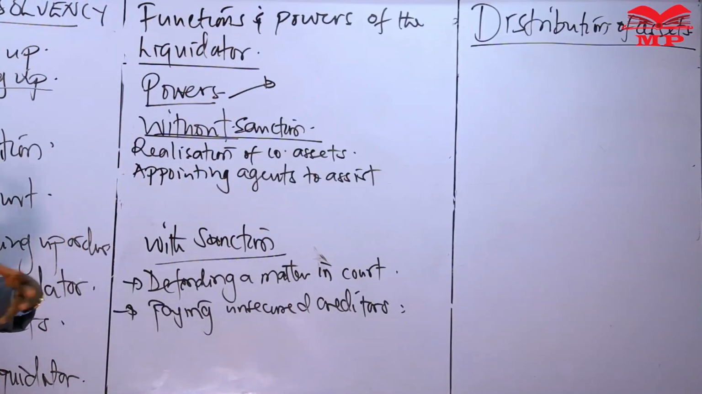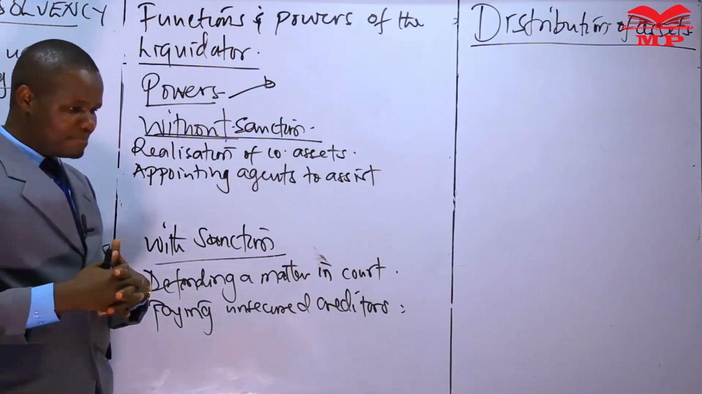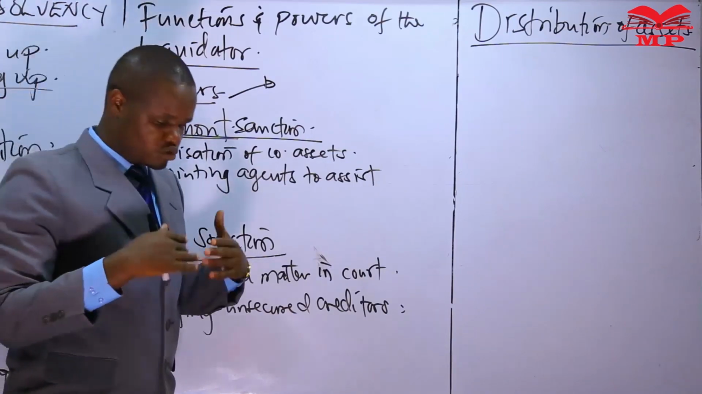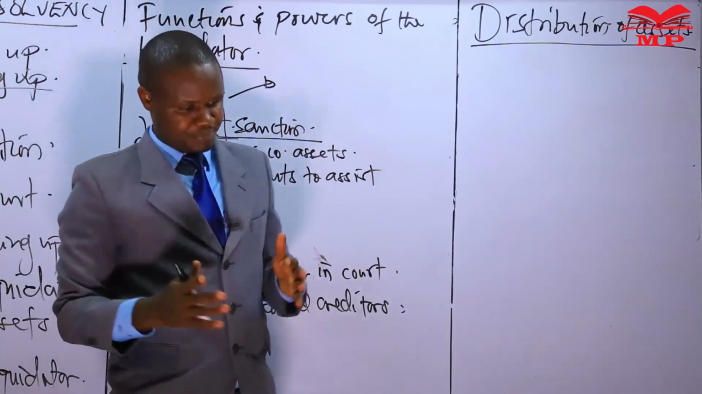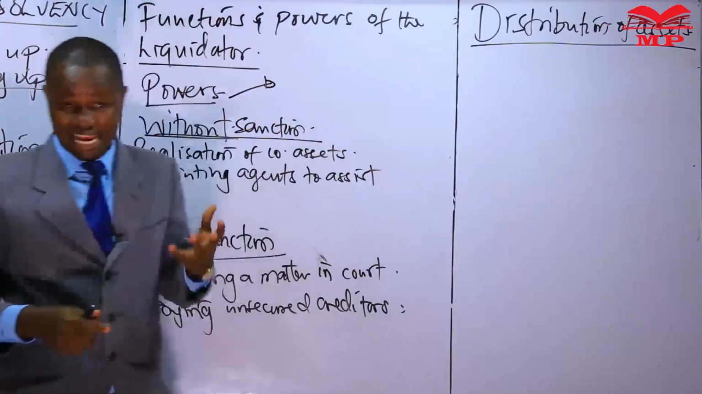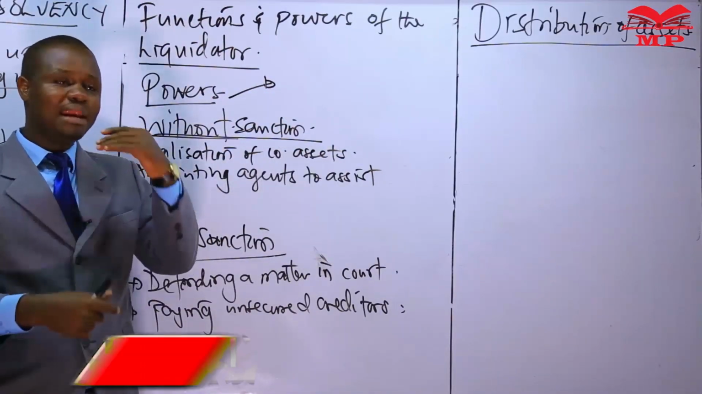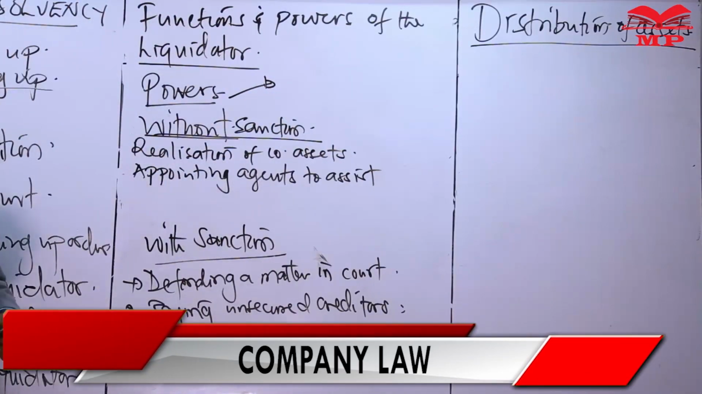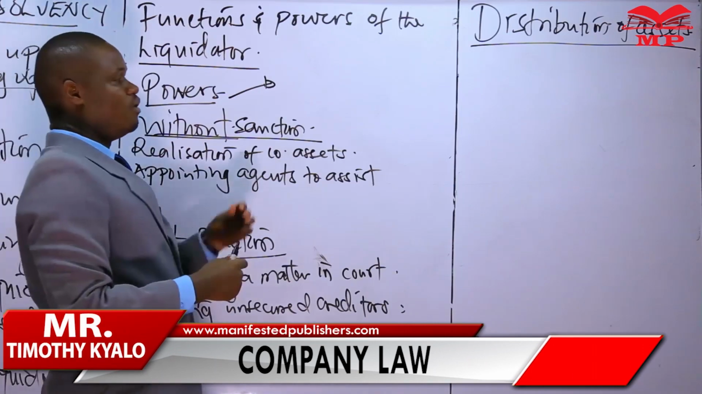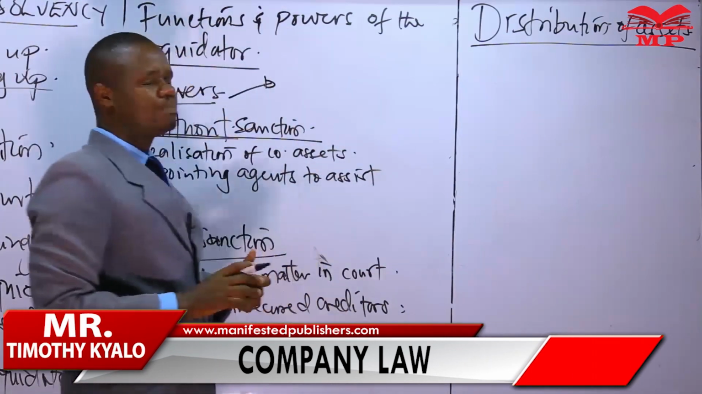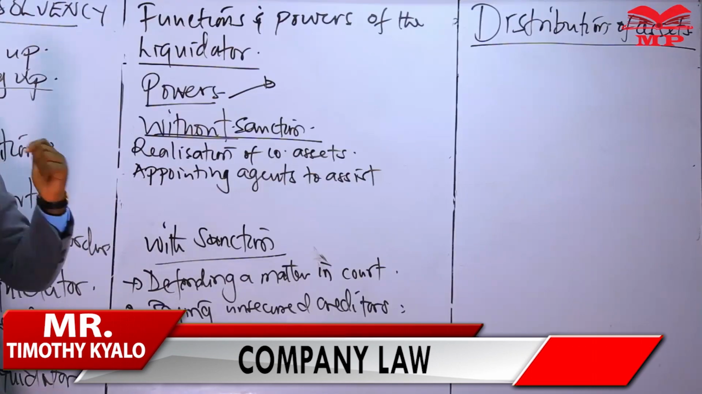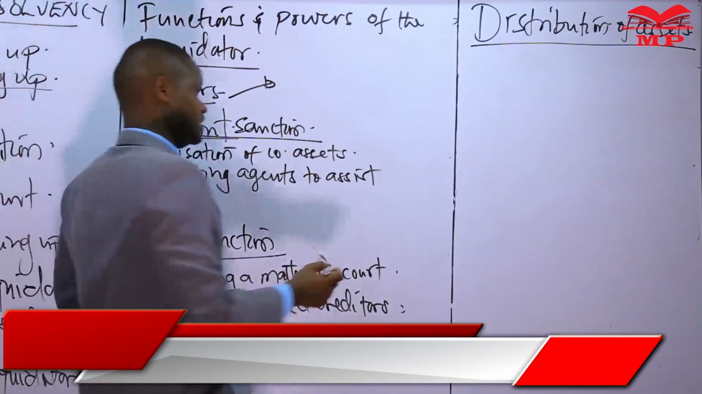They have taken office. They have taken control of all the company's assets. They have been able to ascertain the liabilities of the company. All assets have been realized, so they are now applying these proceeds to settle the company's debt. Now, what priority do they follow in the distribution of such proceeds?